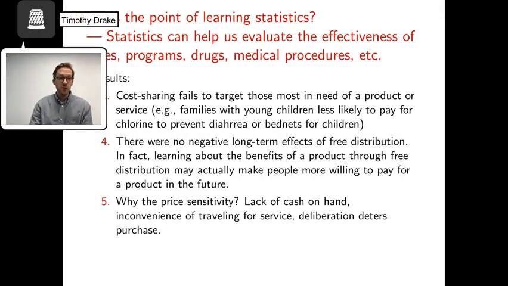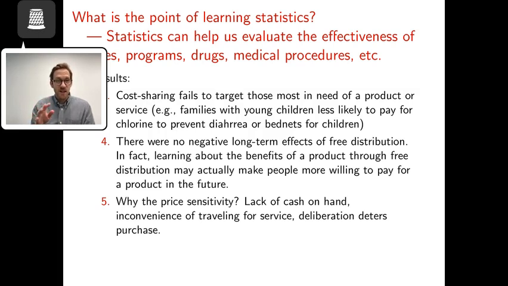Three other findings from this research. Importantly, cost sharing, that is passing the cost on to the poor, fails to target those most in need of the product or the service. For example, a family with young children is less likely to pay for chlorine to prevent diarrhea or bed nets for their children.